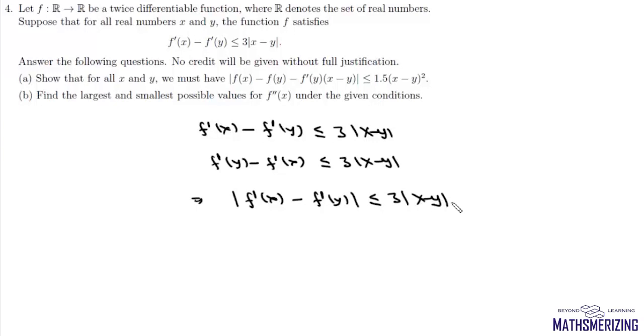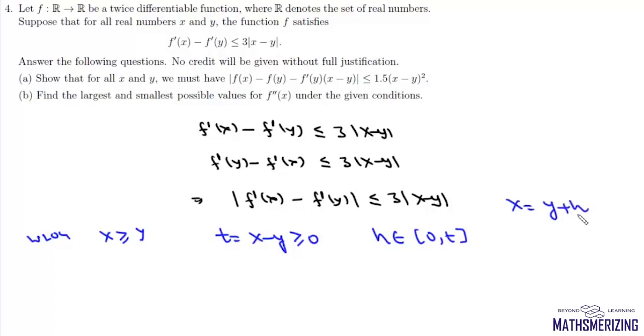Now, without loss of generality, we'll assume that x is greater than or equal to y, and when we fix x and y, we'll define t as x minus y, and this t will be greater than or equal to 0. Now, if we choose some h which lies between 0 and t, and take x as y plus h, we can write this as mod of f dash y plus h minus f dash y is less than or equal to 3 times mod h.